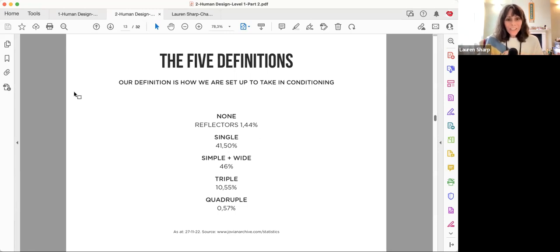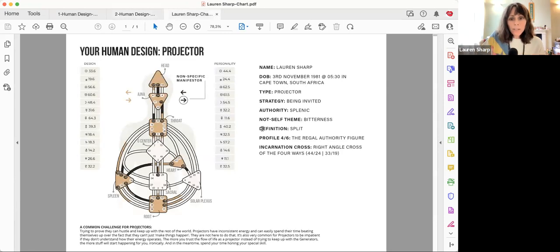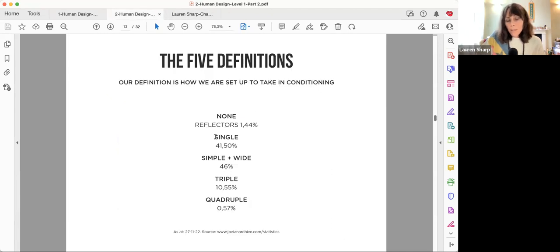And a single definition. So when you're looking at your chart, your definition is going to be over here. It will always be listed. It'll tell you whether it's split, single, quad, triple. You can see here the percentages that I've given. When you've got a split definition, the correct terminology is that you would either be simple or wide split. I don't usually go into that much detail in readings with clients, because just trying to understand whether you are single, split, or triple is enough to take in. But I'll explain it in the training, and that's why you guys are here.